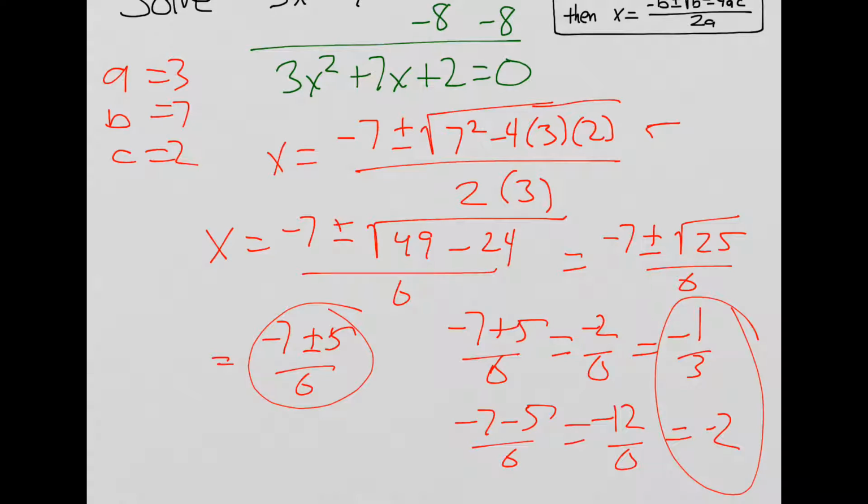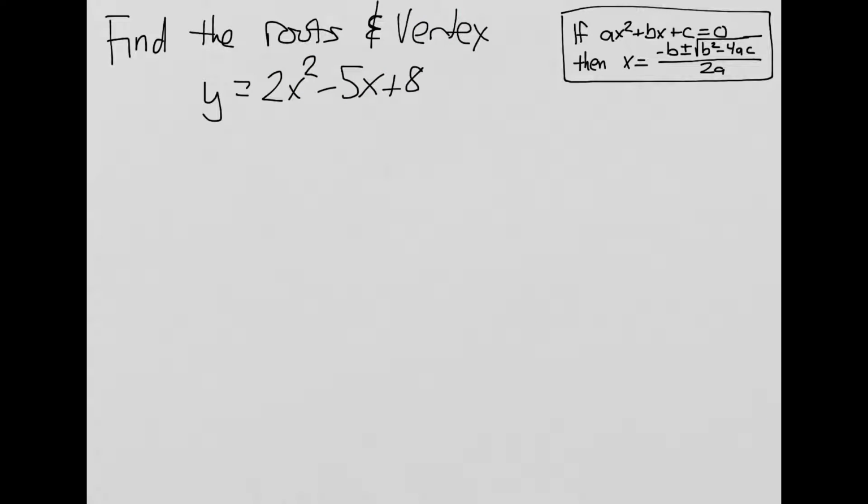So let's see what else we can do. On this problem, I gave you an equation, y equals 2x squared minus 5x plus 8. And in this case, we're looking for the roots and the vertex. Now, I can find the roots by trying to put it in factored form if it factors easily. I can do the vertex by completing the square. Factoring doesn't always work. Completing the square always will. But I'm going to use the quadratic formula to do this.